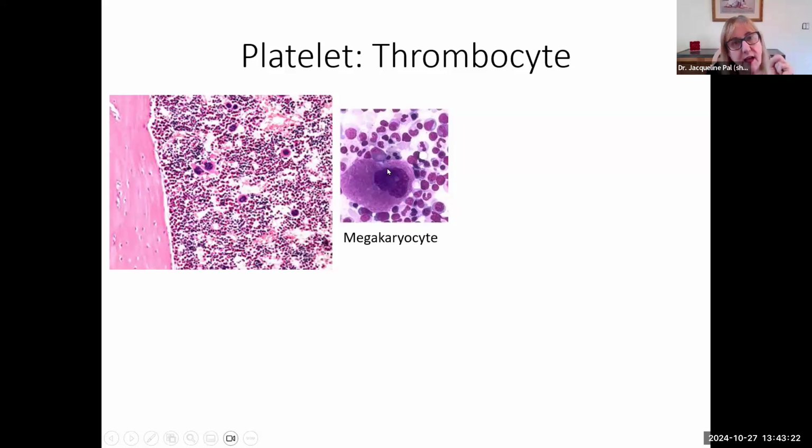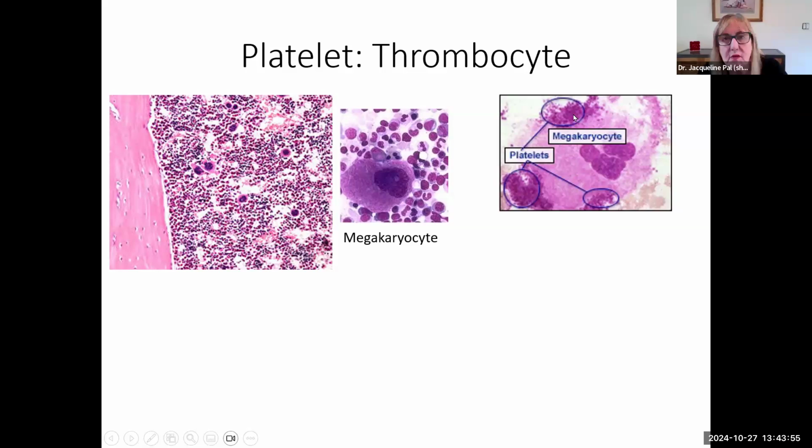So this is a large cell that has a very large nucleus with a lot of parts to the large nucleus, like a lot of lobes to it. And so this cell has the name megakaryocyte, which means the cell with the really big nucleus, because that's what the cell is. And you can see how much bigger it is than all the other cells in the red bone marrow.